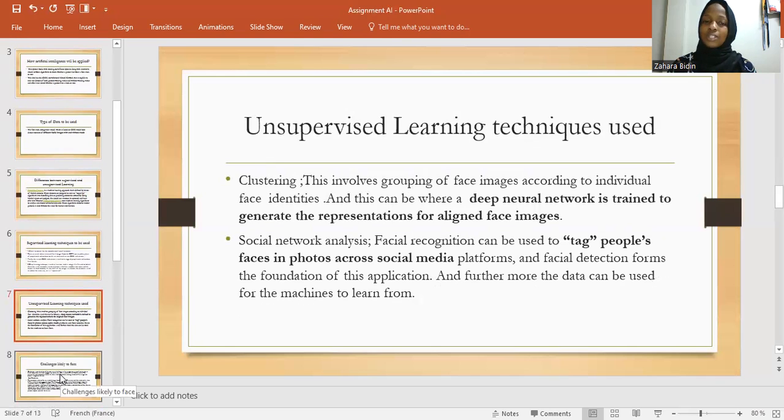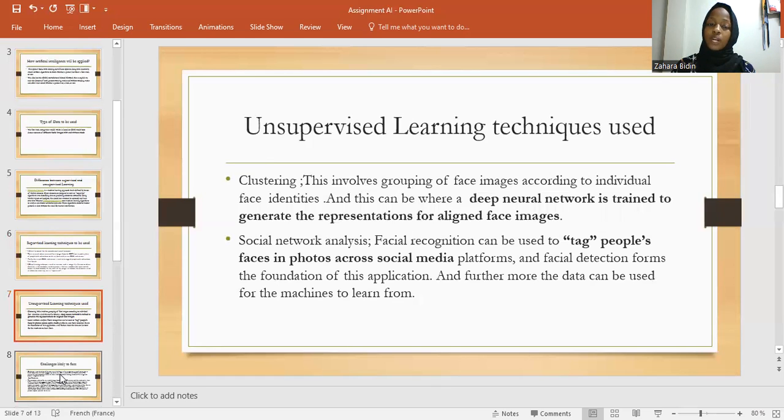For the unsupervised learning technique, we shall have to look at clustering. This involves grouping of facial images according to the face identities. We shall have to look at the people who are putting on masks and those who are not, so it will have to identify and cluster them and show the machine that these are the people putting on masks and these are the people who are not putting on masks.